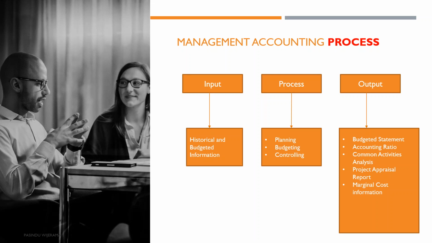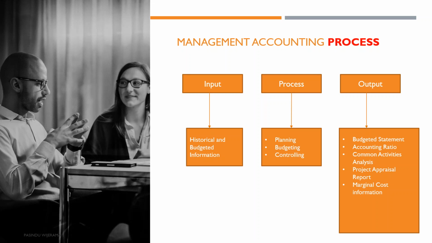Got it? And in that process, not like the financial accounting process, here in the management accounting process, it has 3 main components, 3 main steps, 3 main functions: planning, budgeting, and the controlling. Right? Those are the 3 main functions. But you don't need to remember all these. The most important thing here is the output.